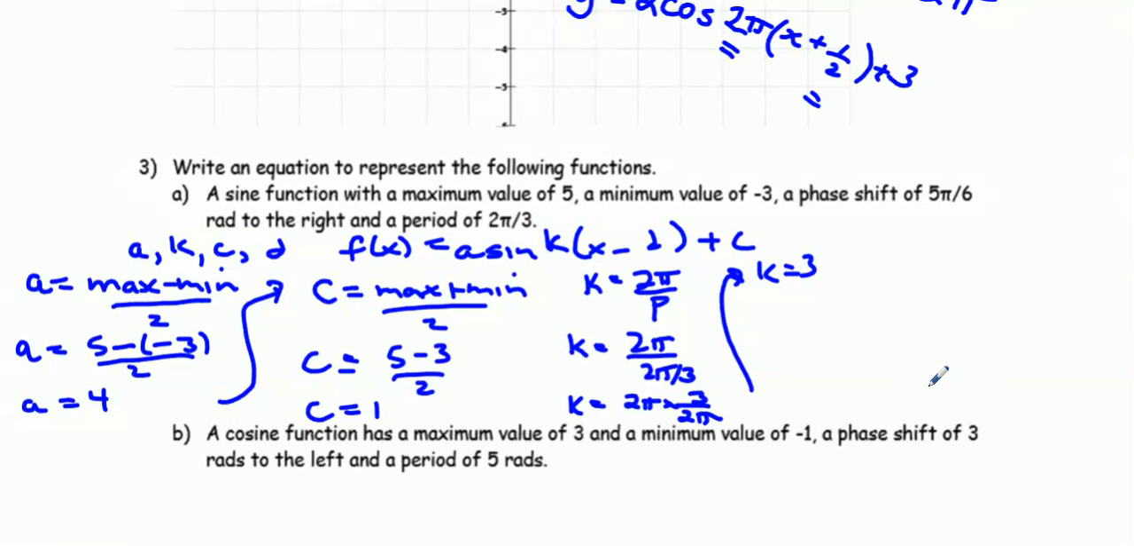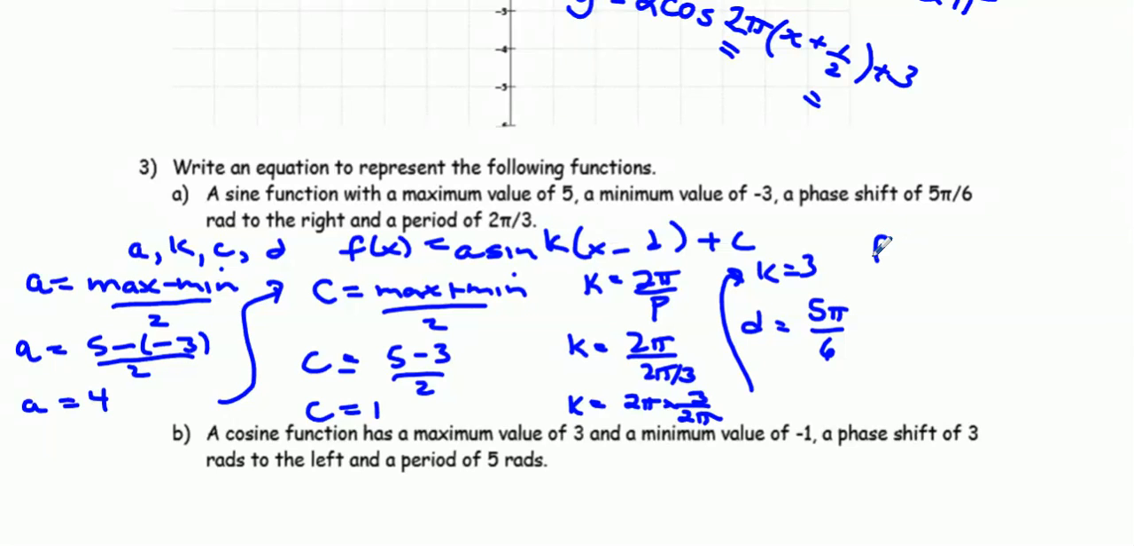So far so good. I've got all but one. I just need my d, and my d was given to me. It's a phase shift of 5 pi by 6, and it says to the right, so my d is positive 5 pi by 6. So I'm golden now. All I have to do is put this into the equation that I've got here.